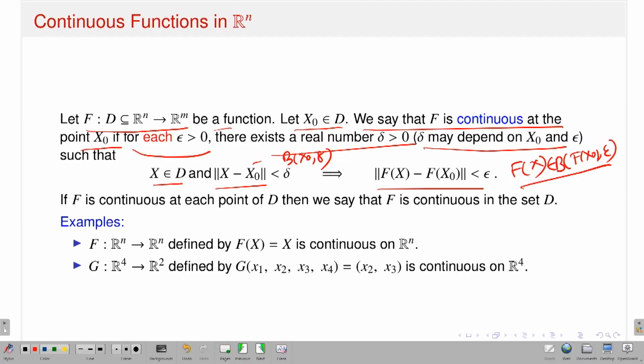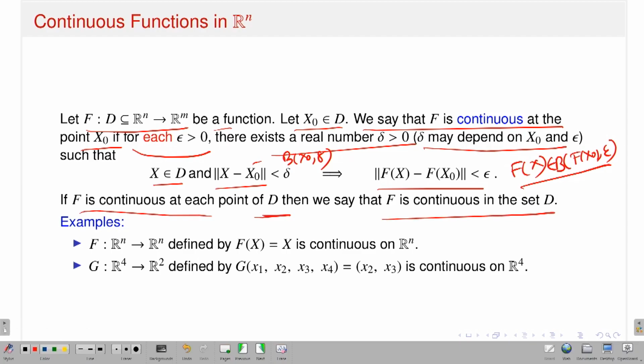So whenever the distance between x and x naught is less than delta, that means if the norm of x minus x naught is less than delta, that should imply that the norm of f of x minus f of x naught is less than epsilon. If this happens, then I can say that my function capital F is continuous at the point x naught. And if f is continuous at each point of D, in the domain, then I will say that f is continuous in the set D.